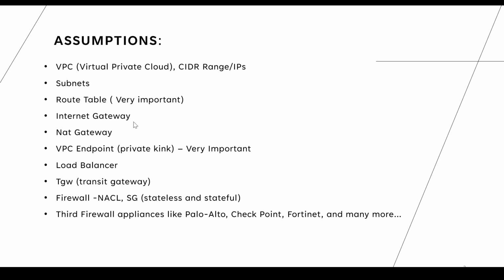Internet gateway, again, if you want to talk to the internet, you should be reaching it by the internet gateway. NAT gateway is for if your workloads which are in the private subnets want to communicate with the internet, then you should be using the NAT gateway. NAT gateway does the network translations on behalf of your workloads, and they do the communication on your behalf, right? So NAT gateway is also very important.